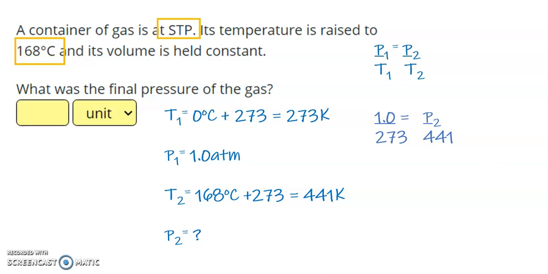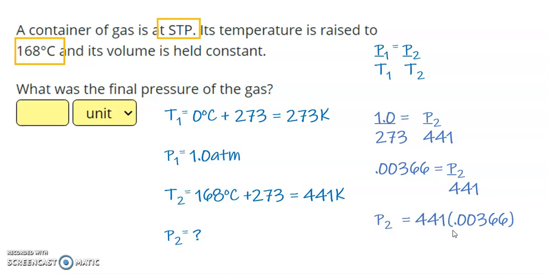There are several ways you can approach this. You can cross multiply. What I'm going to do is take 1 divided by 273. That gives me 0.00366 equals P2 divided by 441. To get P2 by itself, multiply both sides by 441, and you get P2 equals 441 times 0.00366. Punch that in your calculator, and you get 1.61 atm, and you can write that in the answer box.